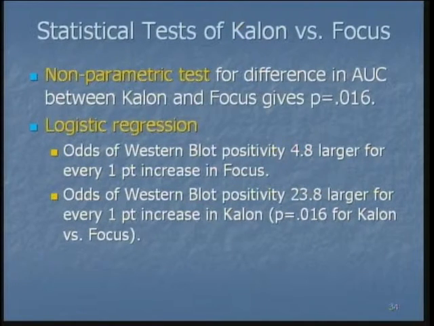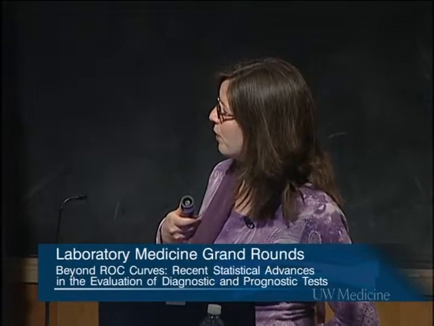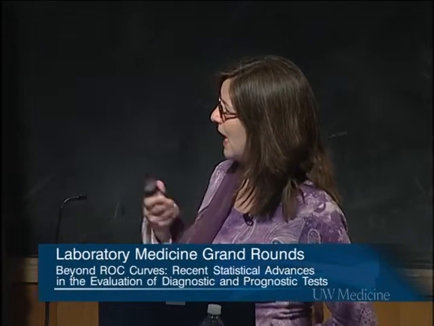If we do logistic regression, we get this incredibly high odds ratio for Western blot positivity if Kalon positive, 23.8, which is much higher than the odds ratio for focus, which is only 4.8. And this is actually a p-value for an interaction term, 0.016, saying that Kalon performs better than focus at determining Western blot. So it seems the answer is yes, that we have a difference between these two tests.